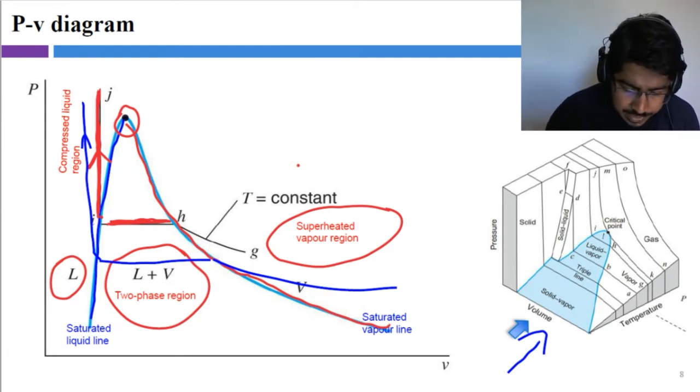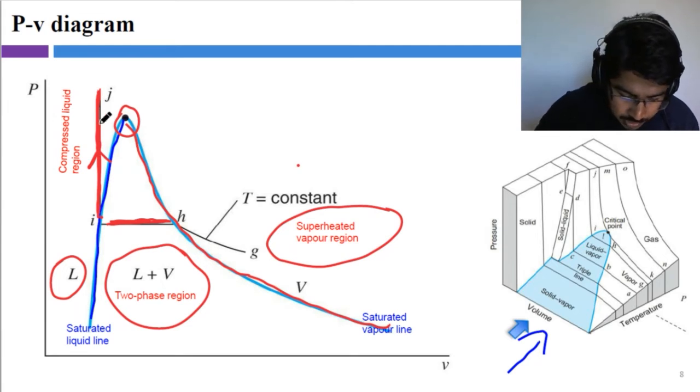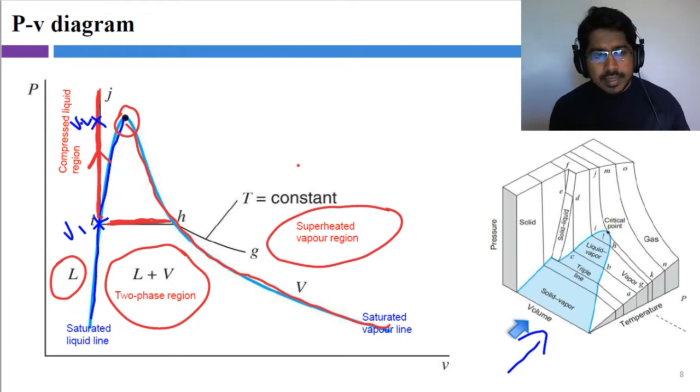So what can we say, with this observation, about the specific volume at this point and on the saturated line? V1, let's call it V1 and V2, specific volumes at two points. Are they equal or not? They are equal, right? This is very important. This observation is very important.